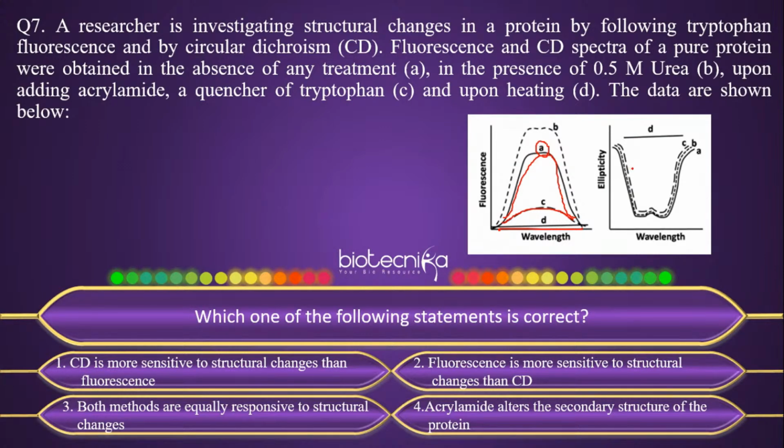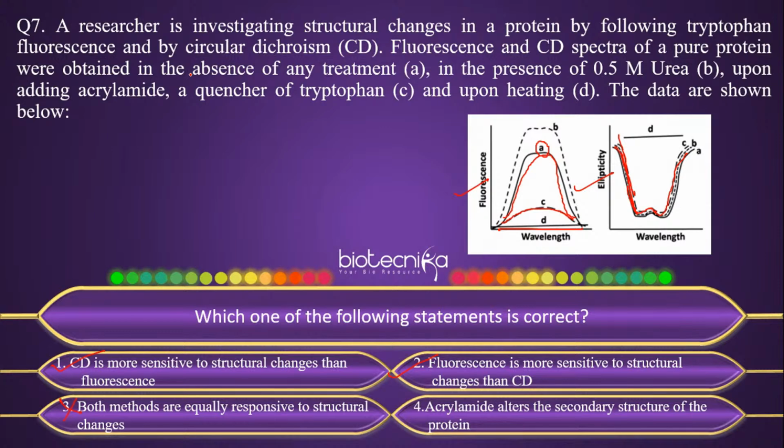But if we look for the data for circular dichroism, you can see that it's more or less the same, right? C, B, A treatment, it's the same. Not much variation, right? So what you can infer, fluorescence is more sensitive or circular dichroism is more sensitive? One thing is very clear, both are not equally responsive. So 3 cannot be the answer. And here we have to look at the effect of the treatment. So acrylamide is a quencher, which decreases the fluorescence intensity of the tryptophan.